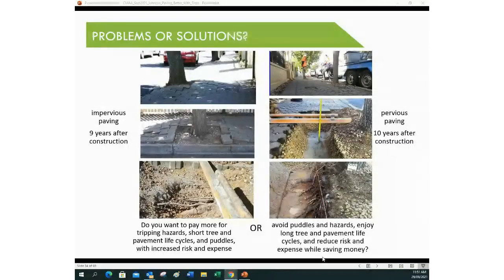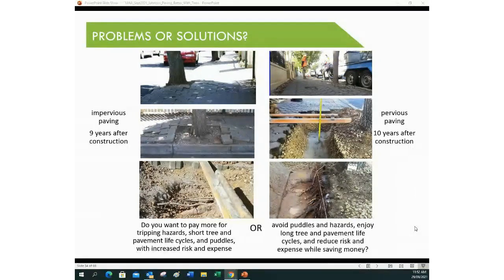So that got us thinking, how should we progress with this knowledge? On the left, you've got business as usual, impervious paving 9 years after construction, and that tree 9 years old. Lots of trip hazard, lots of damage, lots of waste. Do we want to pay more for tripping hazards, for short tree and pavement life cycles, for puddles? Do we want increased risk and expense? And do we want to pay more for it?